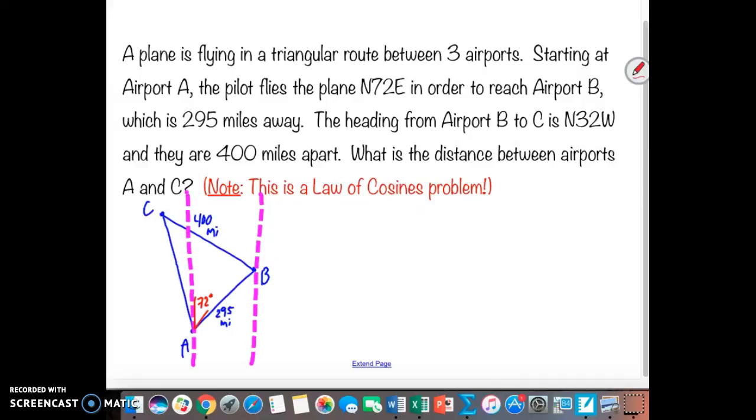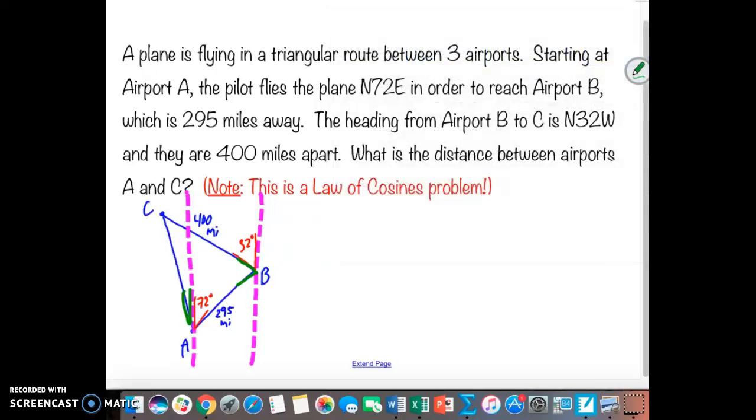From airport B to C, the pilot is heading north 32 degrees west. So that means from this vertical line to the route that the plane is traveling is 32 degrees. So notice that we don't know our entire angle A. Our entire angle A still has a chunk missing to the left of angle A, and we don't know any of our angle B yet. So this is when our past geometry must come into play.